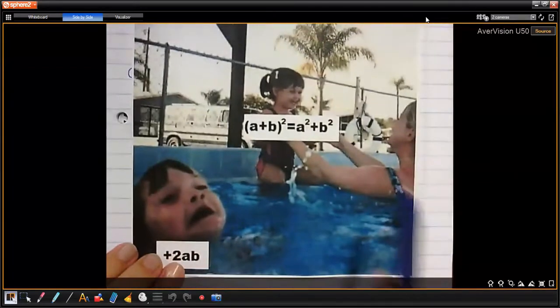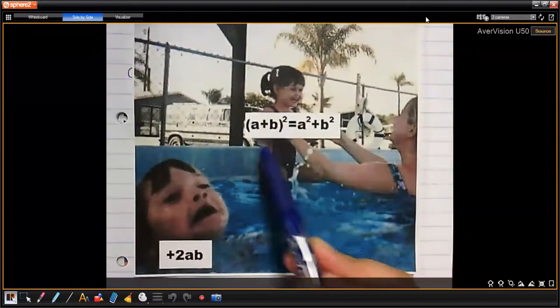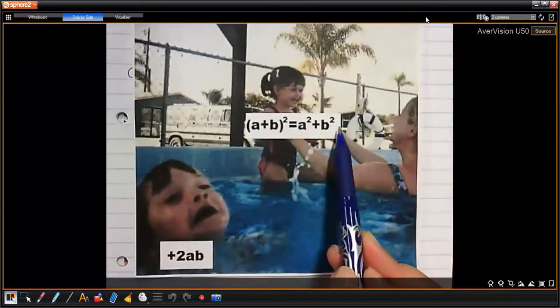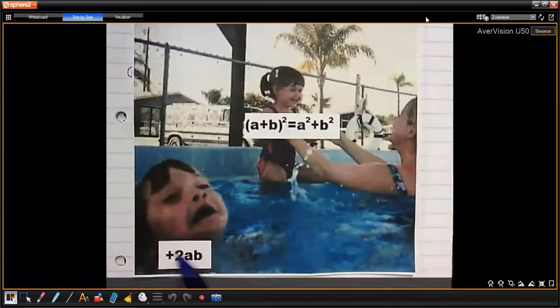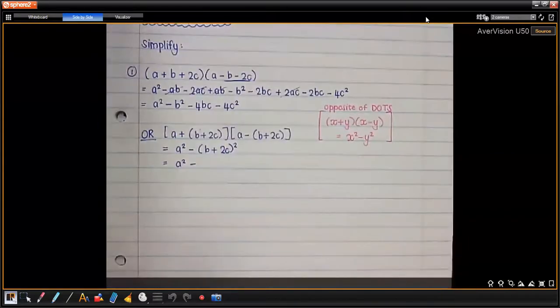All right, a lot of people think that if you have a bracket squared, you just square the first term and square the last term. But that is not right. Okay, so this is the shortcut for squaring a binomial. You can write it down.